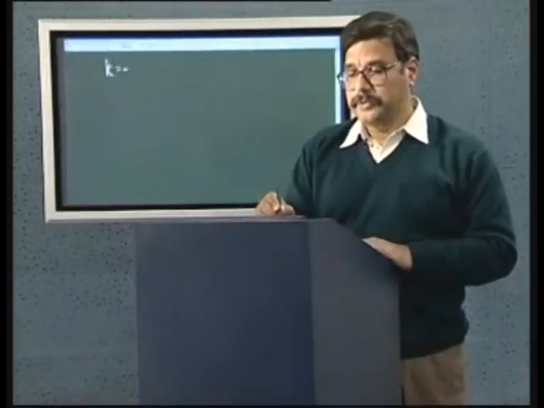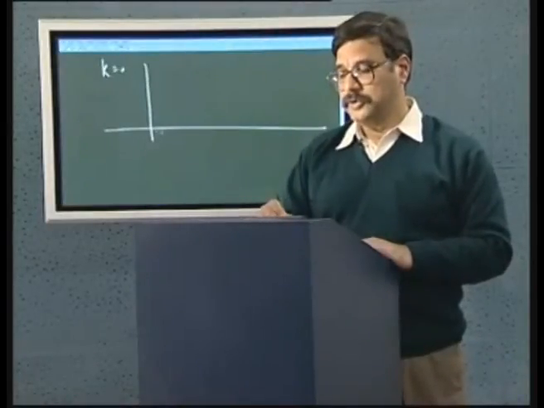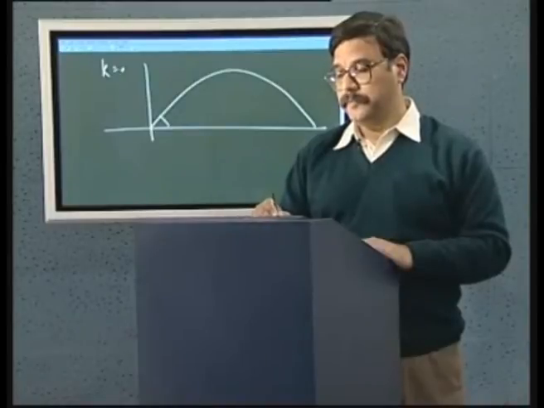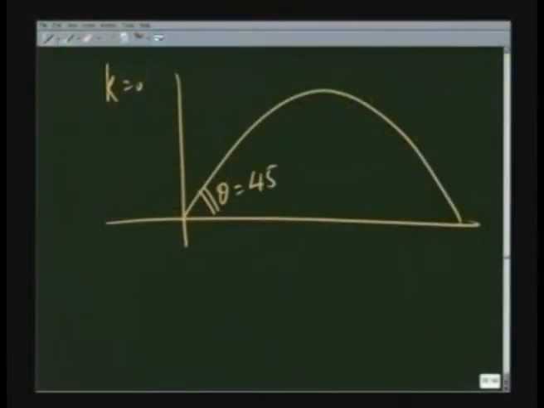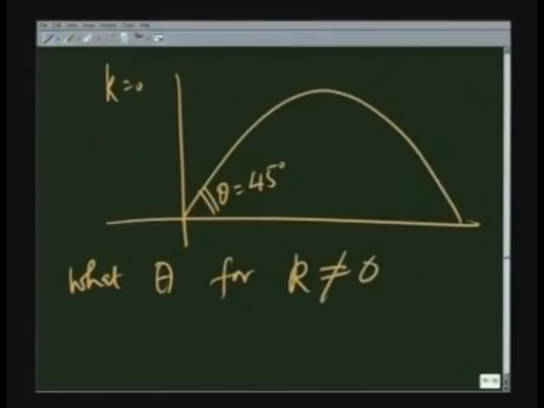An interesting question you may ask at this point is, you all know from your 12th grade that if k is equal to 0, the maximum range is attained when theta is equal to 45 degrees. What about theta for k not equal to 0? Is theta less than 45 degrees? Is theta greater than 45 degrees?